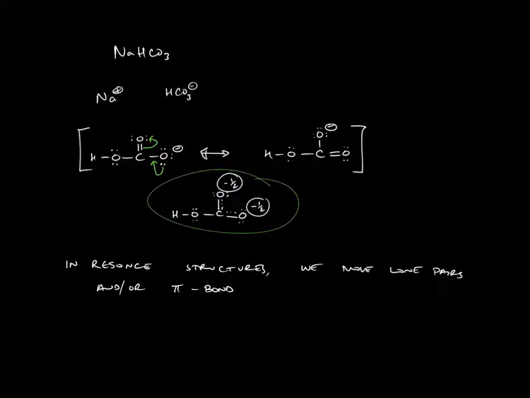So let's look at some more examples. All right, so our first example is going to look like this. We will have a C+, and a C+ doesn't have a full octet. So I would like you to see if you can move electrons around in order to give another version of this molecule, basically where the charge has moved.